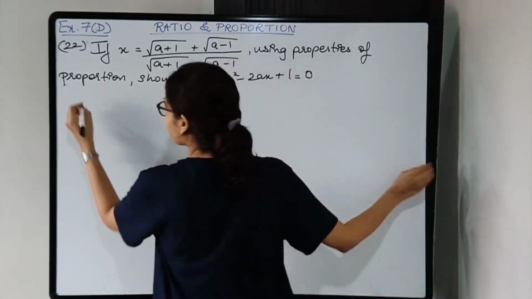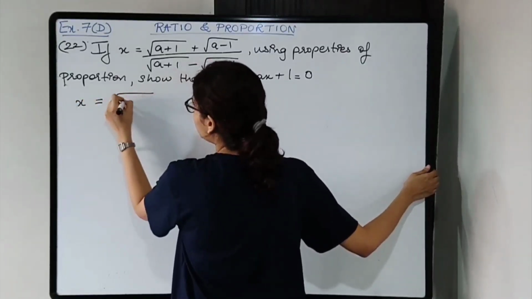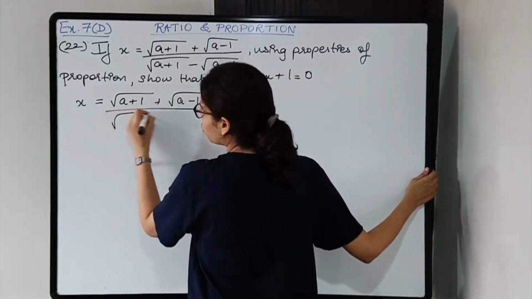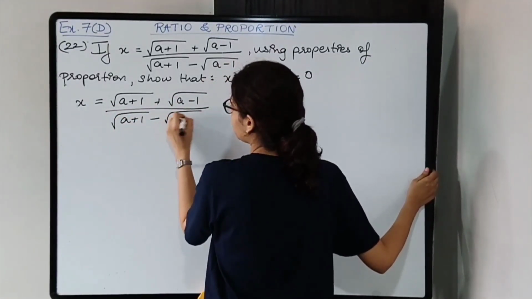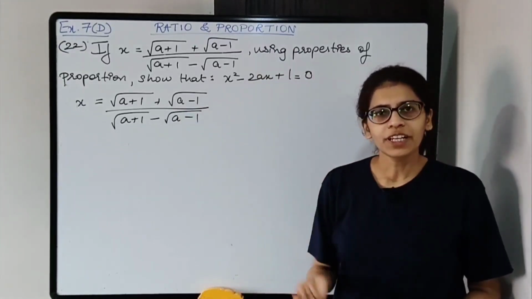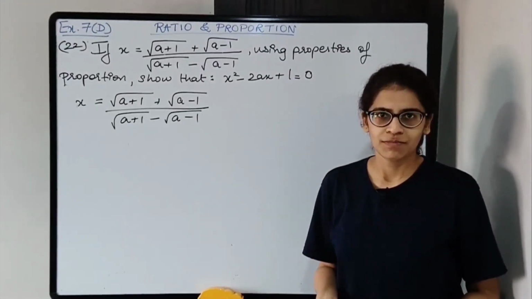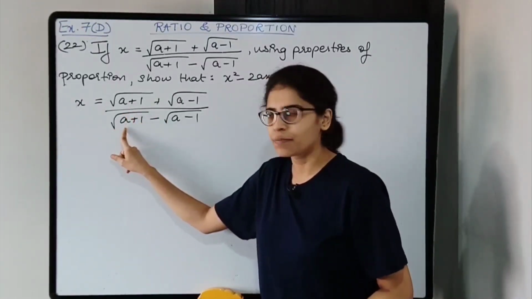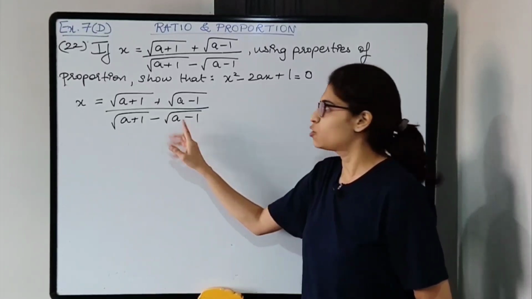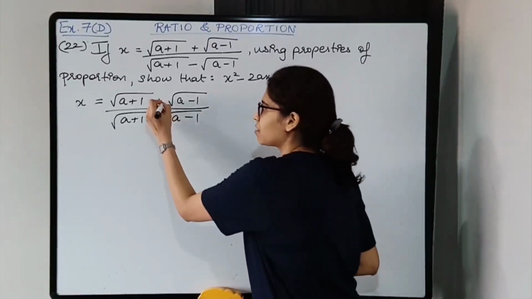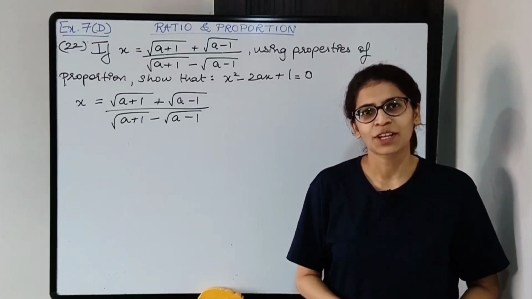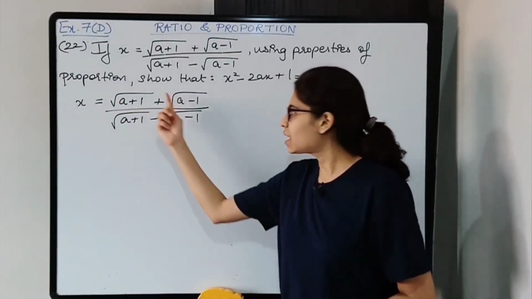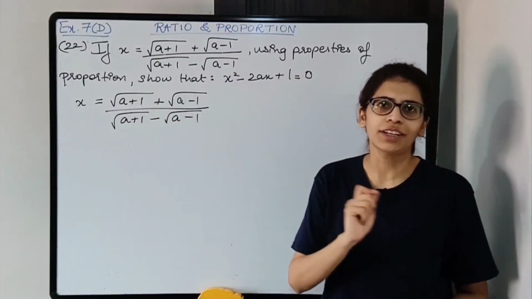So x is equal to root of a plus 1 plus root of a minus 1 upon root of a plus 1 minus root of a minus 1. We have to use a property. Which property will you use? It's easy. Check the terms. Same terms, here also same terms. Check the signs between them, plus and minus. So which property? Componendo dividendo. Whenever you have the same two terms and the signs between them are opposite, componendo dividendo.